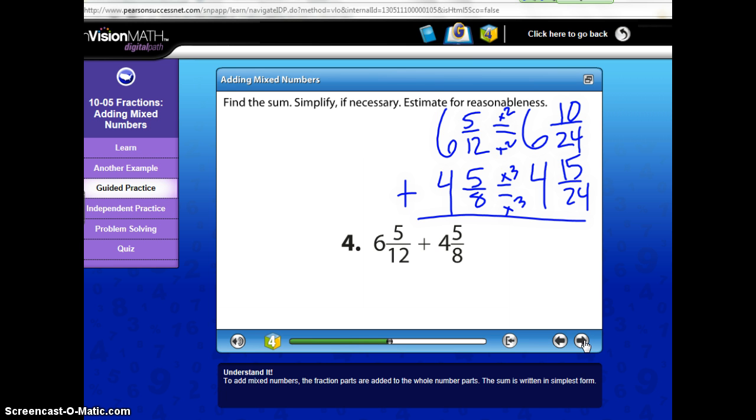Okay, who can add that for me really quickly in their head? Kaylin. 25 over 24. What's our whole number going to be? 10. Okay, can I leave it like that? No, we need to do something with that one. Dathan? 1, and 1/24. Let's add that on to the 10 we already have. So our final answer is? 11 and 1/24. Good work.